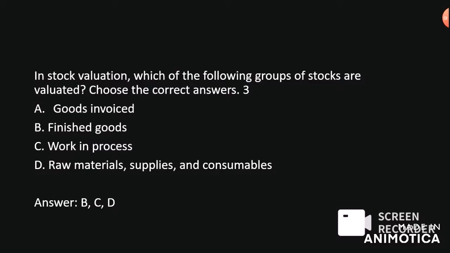In stock valuation, which of the following groups of stocks are valuated? So it's not goods invoice, it's finished goods, work in progress, raw material, supplies, and consumables. So it is B, C, and D.